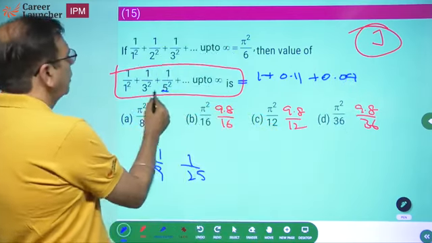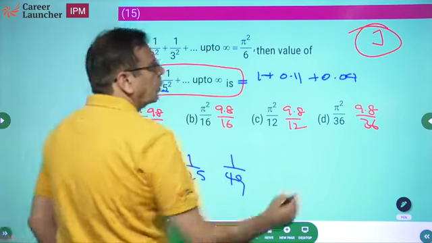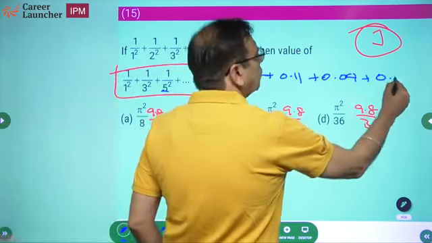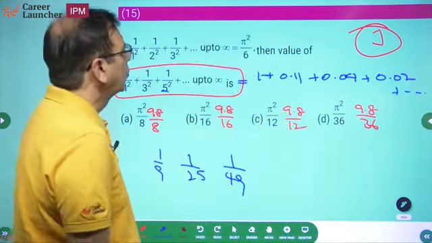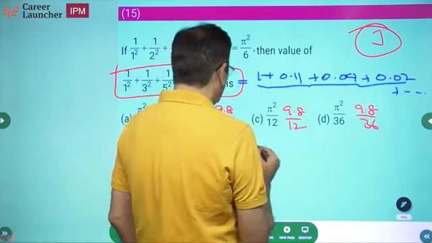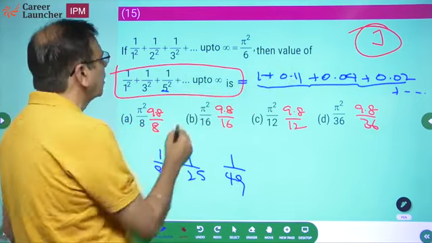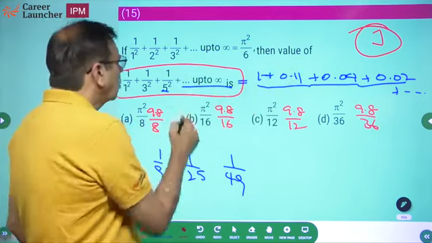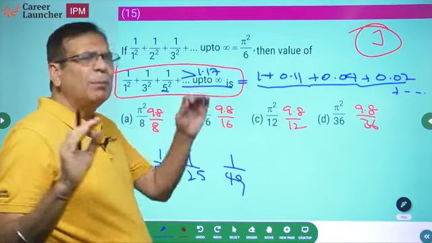What will be the next? 3 square, 5 square. Next will be 7 square. 1 by 49. 1 by 49 will be 0.02 and so on and so forth. क्या हुई गई वैल्यू इसकी? 1, 1.11, 1.15, 1.17. Up till here, I can say my answer is coming out to 1.17. अभी और भी तो terms हैं. So can I say my answer should be greater than 1.17? How much greater? Marginally greater.